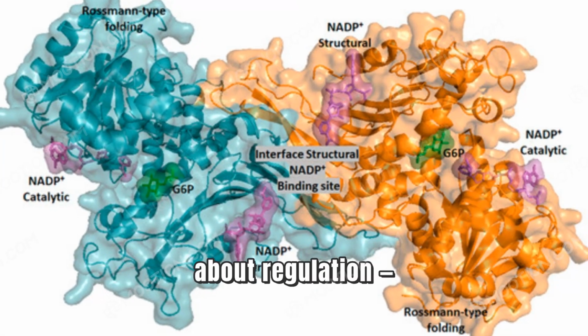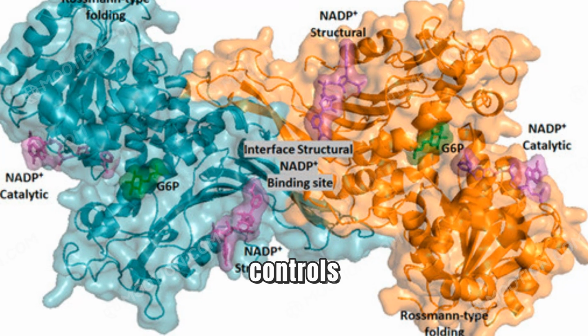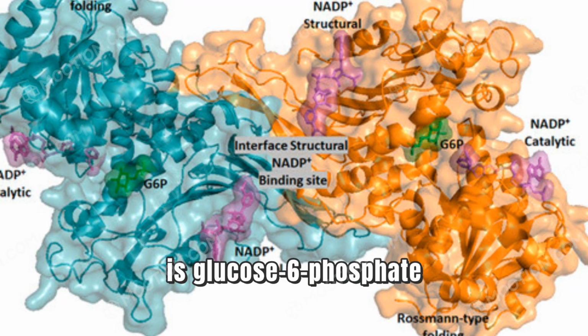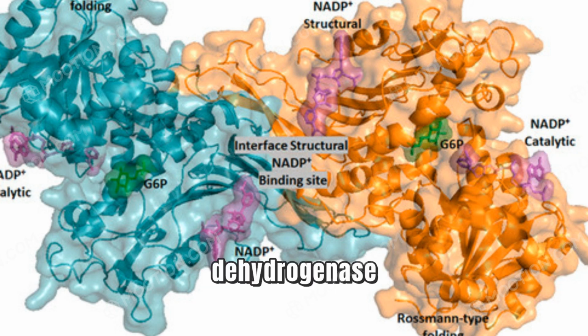Now, let's talk about regulation, how the cell controls this pathway. The key enzyme is glucose 6-phosphate dehydrogenase, G6PD. It is inhibited by high levels of NADPH, and activated by high levels of NADP+, which means the cell needs more NADPH.